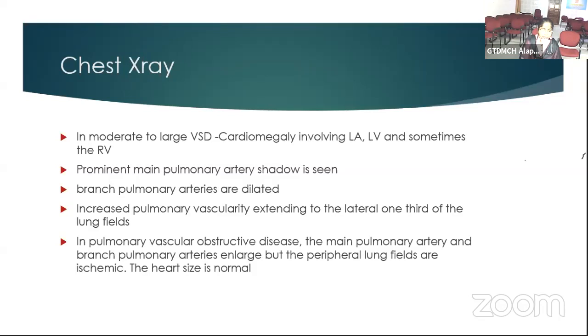In pulmonary vascular obstructive disease, the main pulmonary artery and the branch pulmonary arteries enlarge, but the peripheral lung fields are ischemic. That is, there is decreased vascularity in the peripheral lung fields. This is called peripheral pruning, and the heart size is normal.